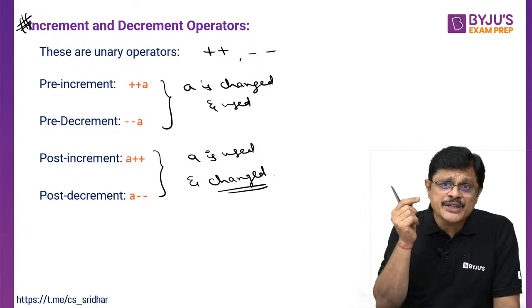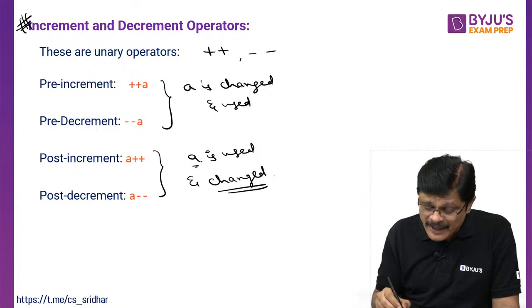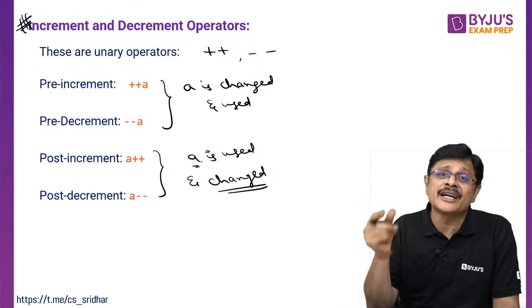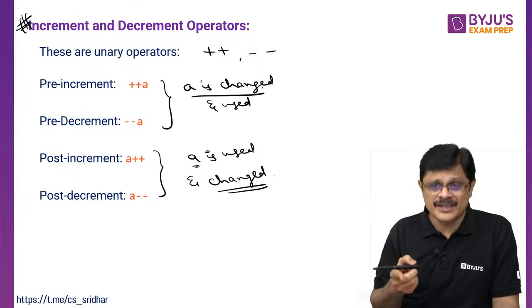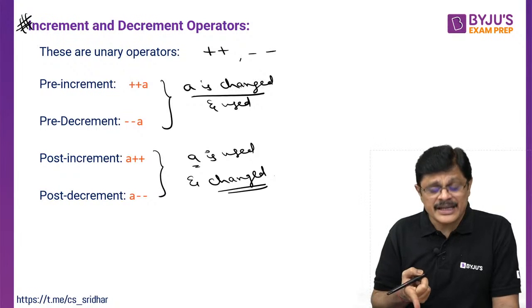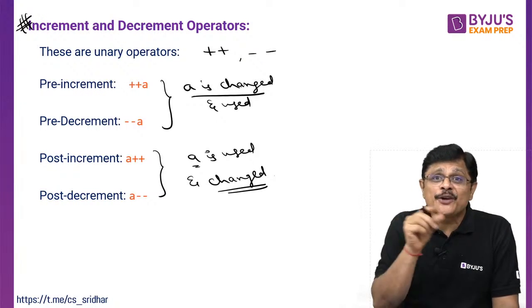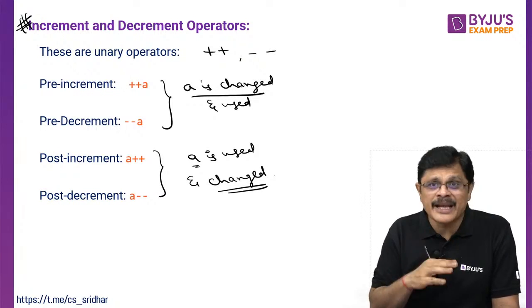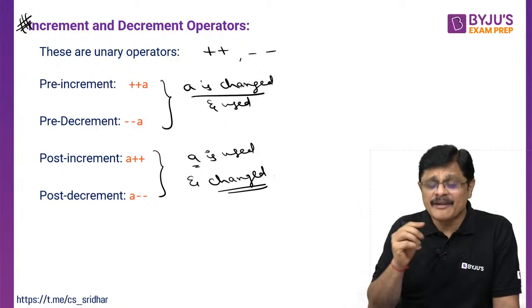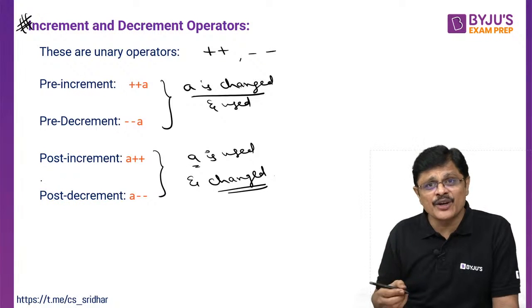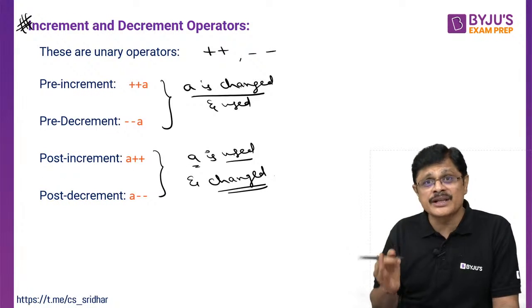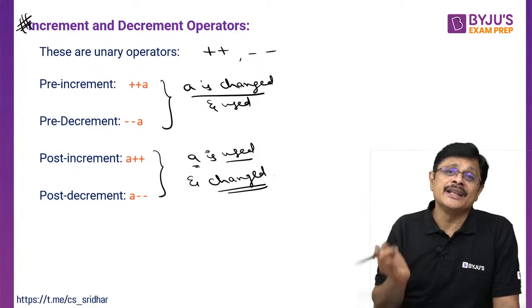That is, the value is used now. That is the previous value. What is the original value of a? That is used, then a changes. Whereas here, first a is changed. The new value of a is used here. In the pre-increment or decrement, first a is changed, then it is used. In the post increment or decrement, first it is used, the previous value of a is used, then it is changed.